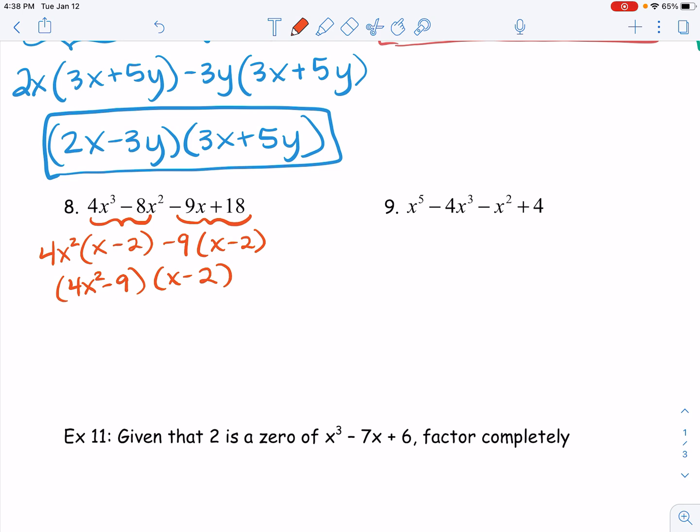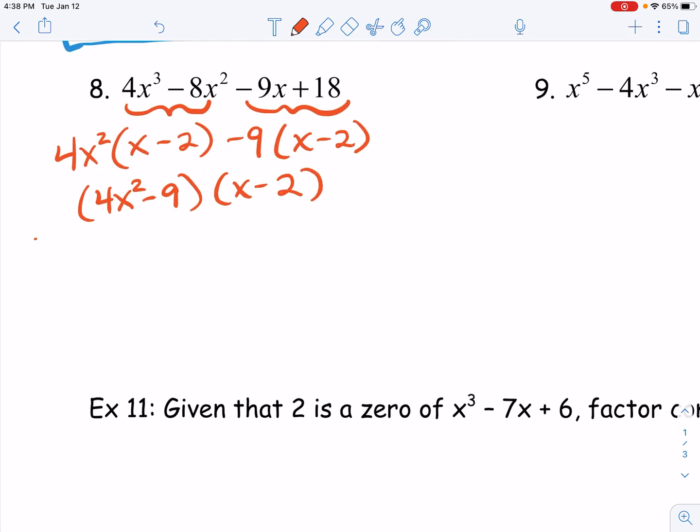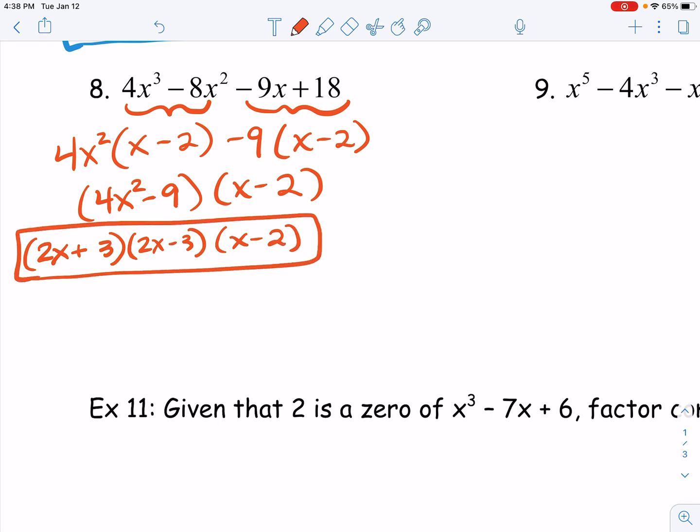4x squared is a perfect square, 9 is a perfect square, and it's being subtracted. So to factor that, I take the square root of the first, the square root of the last. One is positive, one is negative. I cannot factor x minus 2 any further, so there you have your answer.